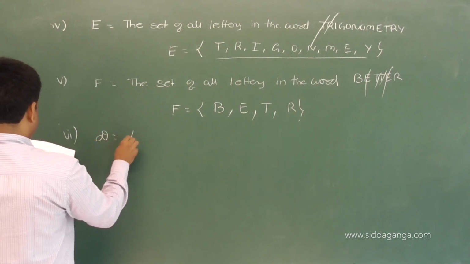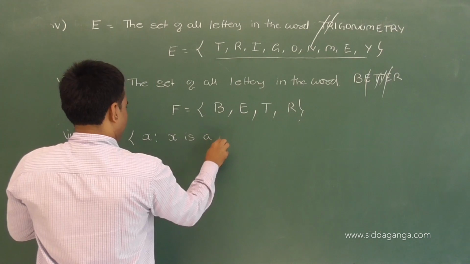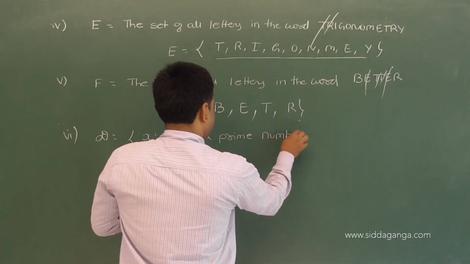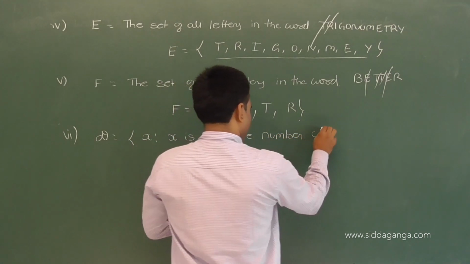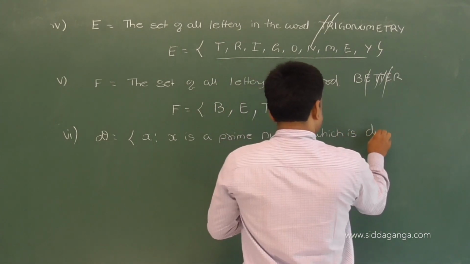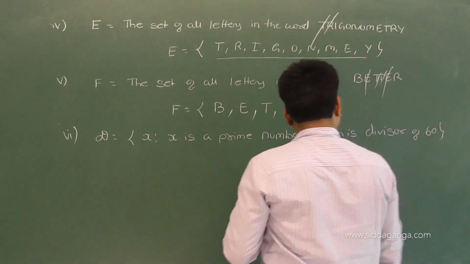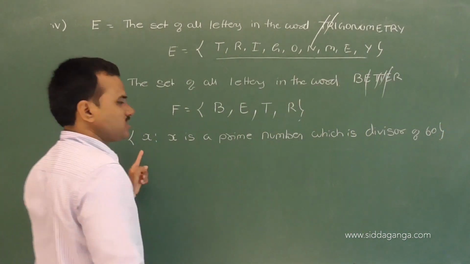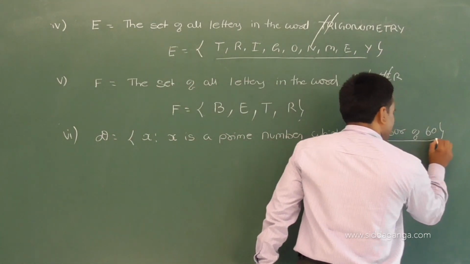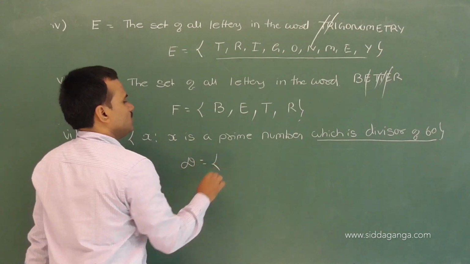D is equal to the set of X such that X is a prime number which is a divisor of 60. So we write all the collection.